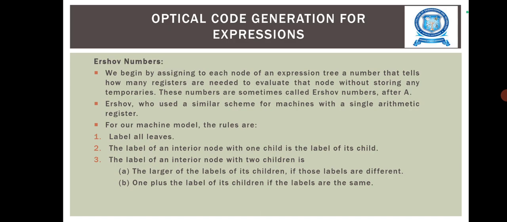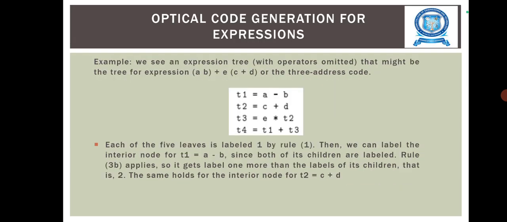For our machine model, the rules are: label all leaves 1. The label of an interior node with one child is the label of its child. The label of an interior node with two children is the larger of the labels of its children if those labels are different, and 1 plus the label of its children if the labels are the same.